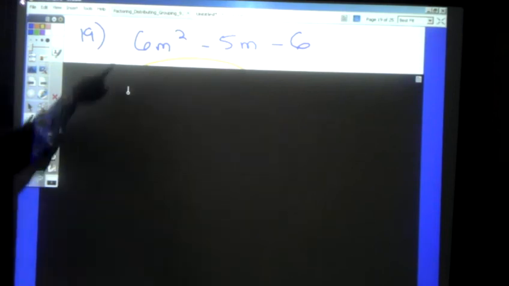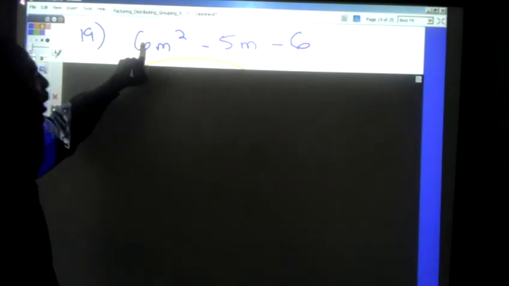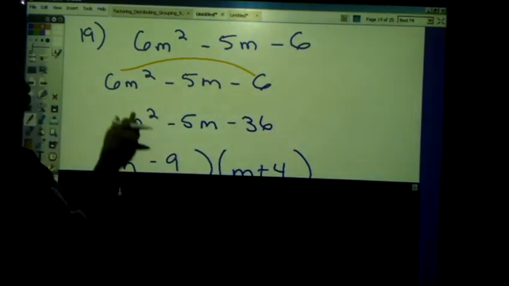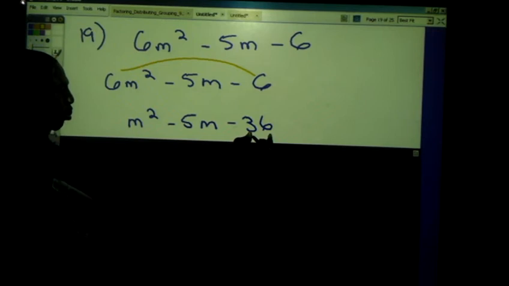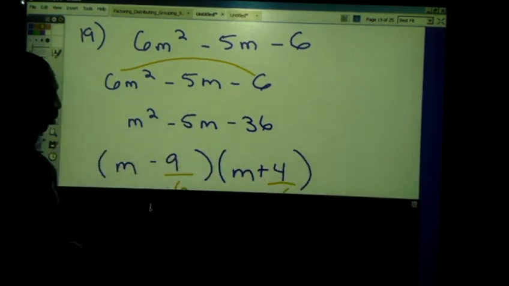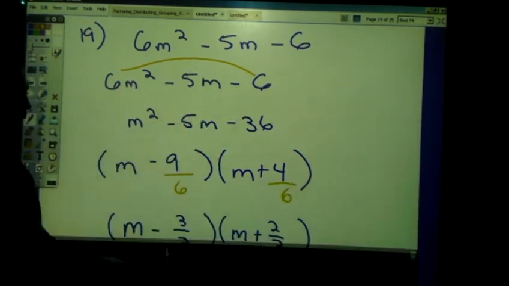Arc it, stick it, because that says 6 first. If it's 1, do it the regular way. If it's more than 1, you arc it, stick it. 6 times negative 6 is negative 36. So that's where we got this from. The 6 goes away for a little while. Factor this. Two numbers that multiply to equal negative 36 and add to equal negative 5 are negative 9 and positive 4. Now I go stick my 6 that I arced underneath the regular numbers.